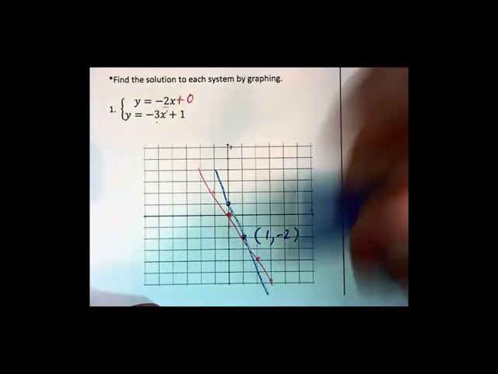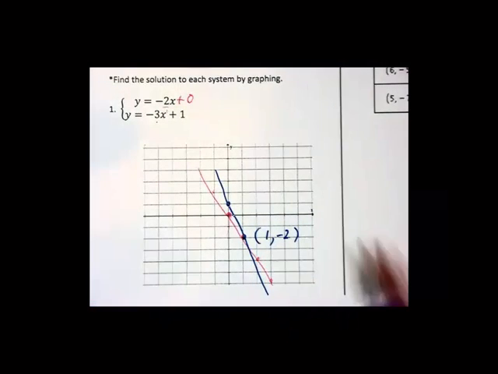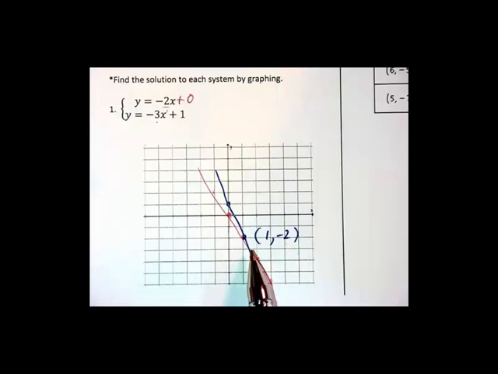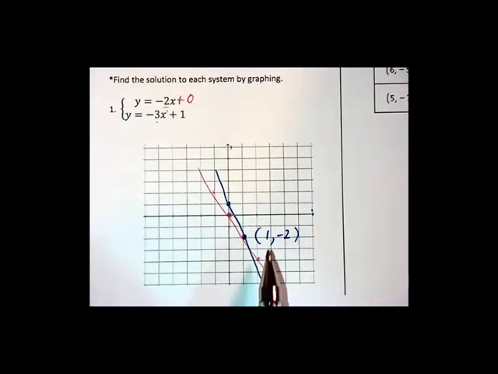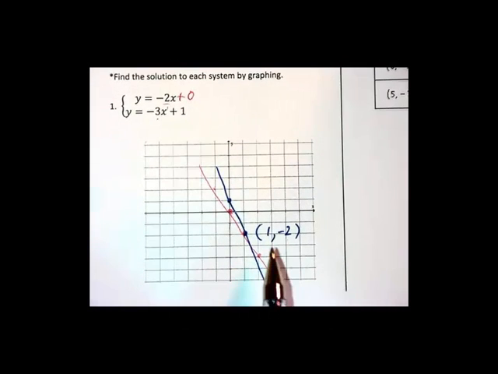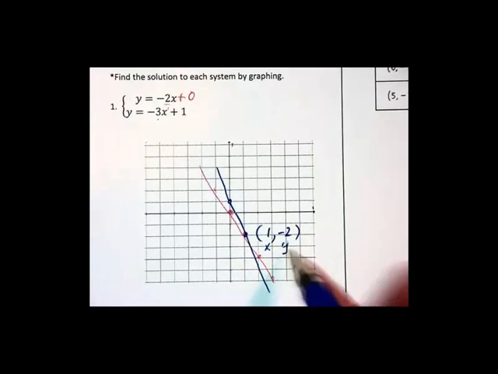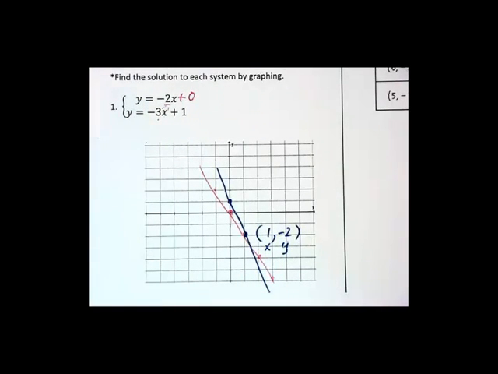Now the graph really isn't the solution. It's this point of intersection that's the solution. The lines are there, the graph is there as a tool to help us come up with the solution, which is the point which is common to each line. We could take the point 1, -2, x, y, and substitute it in for x and find the resulting y in each of those equations.